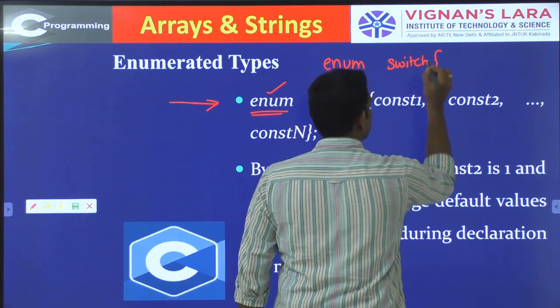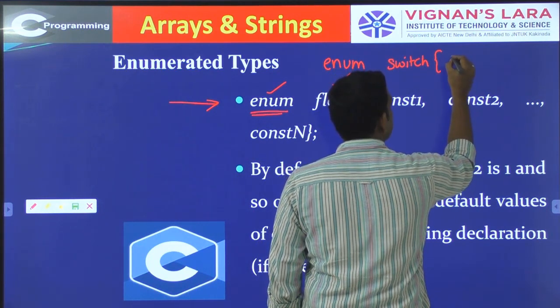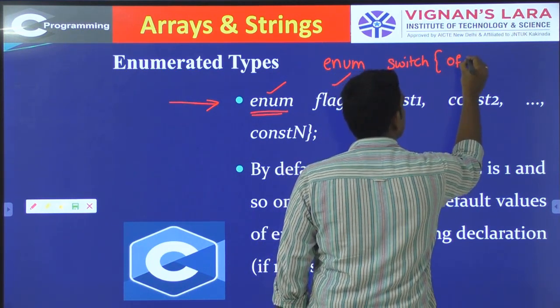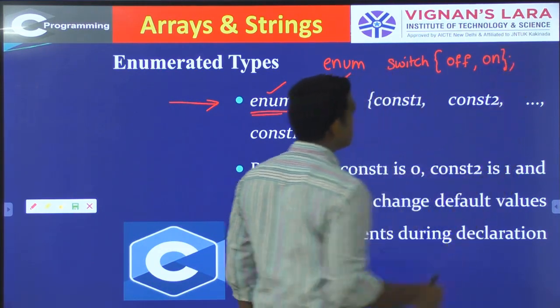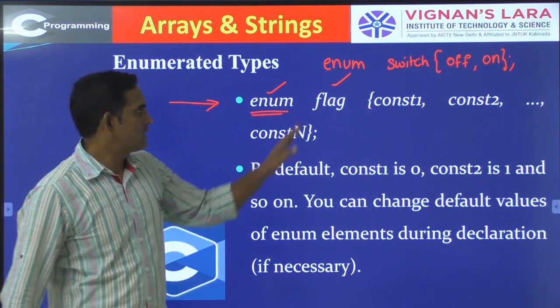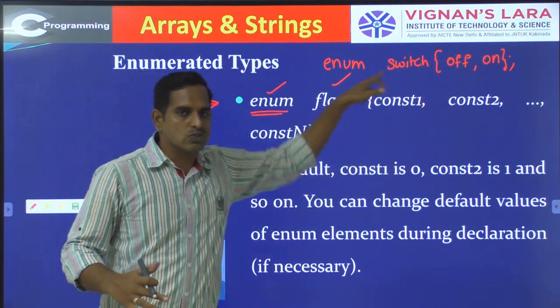Okay, so then I have to place your curly braces. Inside that I have to have one, off and on. So these are the two values the switch can take. This is how you declare your enumeration for the switch variable.